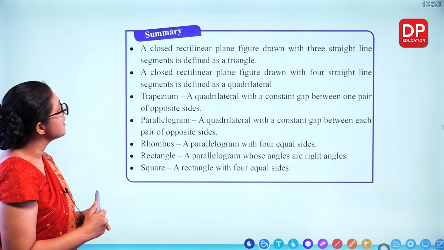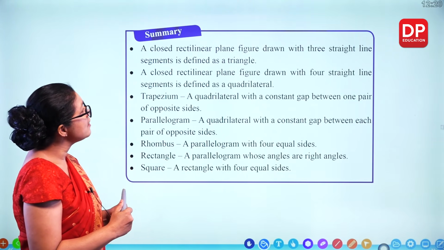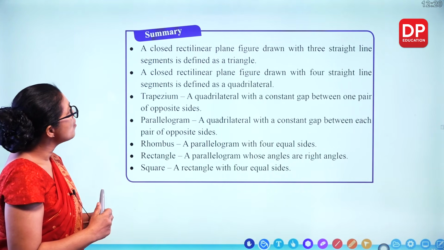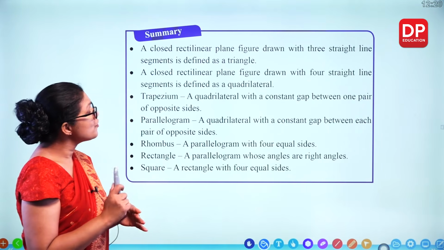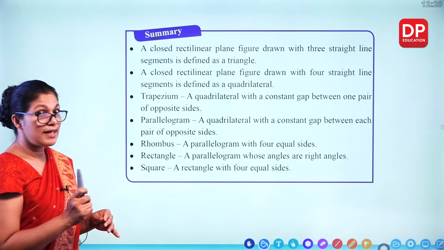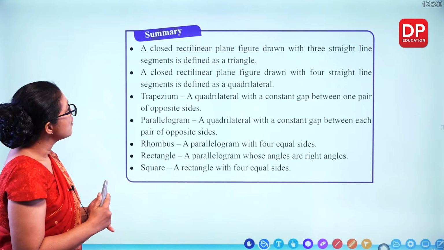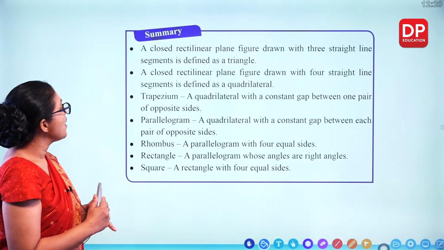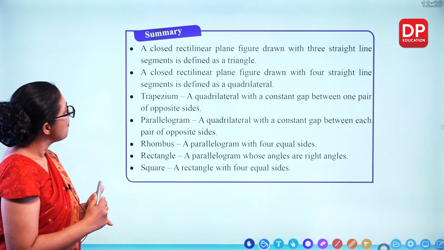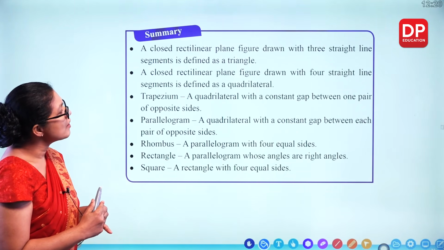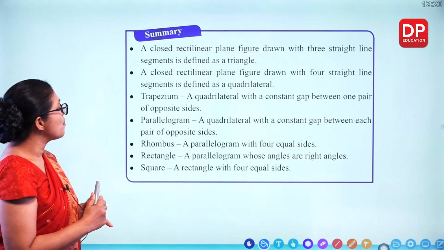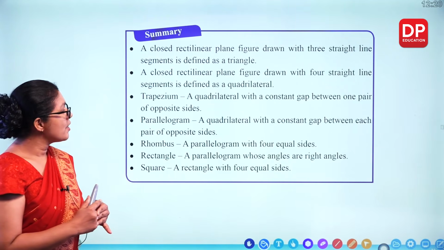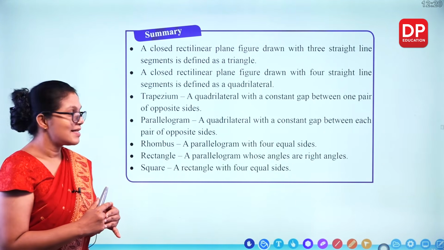A closed rectilinear plane figure drawn with 3 straight line segments is defined as a triangle. A closed rectilinear plane figure drawn with 4 straight line segments is called a quadrilateral. And trapezium means a quadrilateral with a constant gap between one pair of opposite sides. Parallelogram, a quadrilateral with a constant gap between each pair of opposite sides. And rhombus, a parallelogram with 4 equal sides.